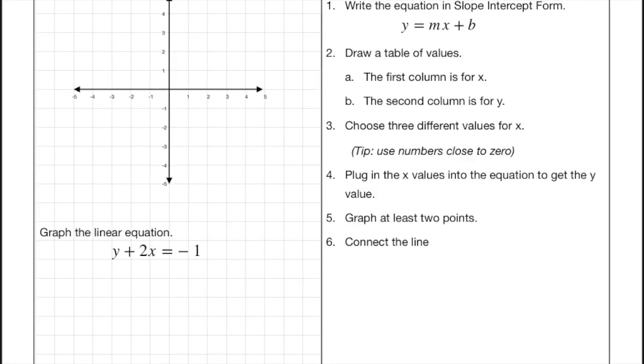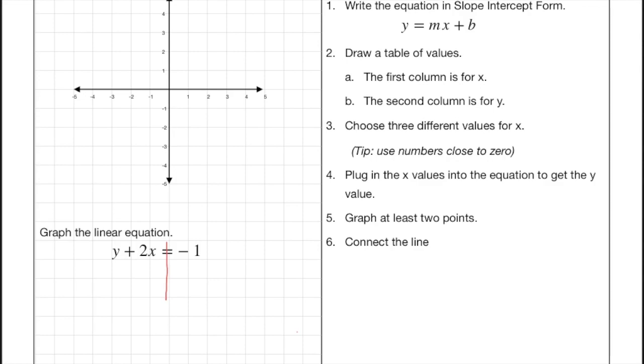For this one, we actually have something a little bit different. It says write the equation in slope intercept form. In this case, we actually don't have it in slope intercept form. So we need to use some of our previous knowledge to rewrite this in y equals mx plus b. So I'm going to draw a vertical line right here, like we did in the previous yellow pages.